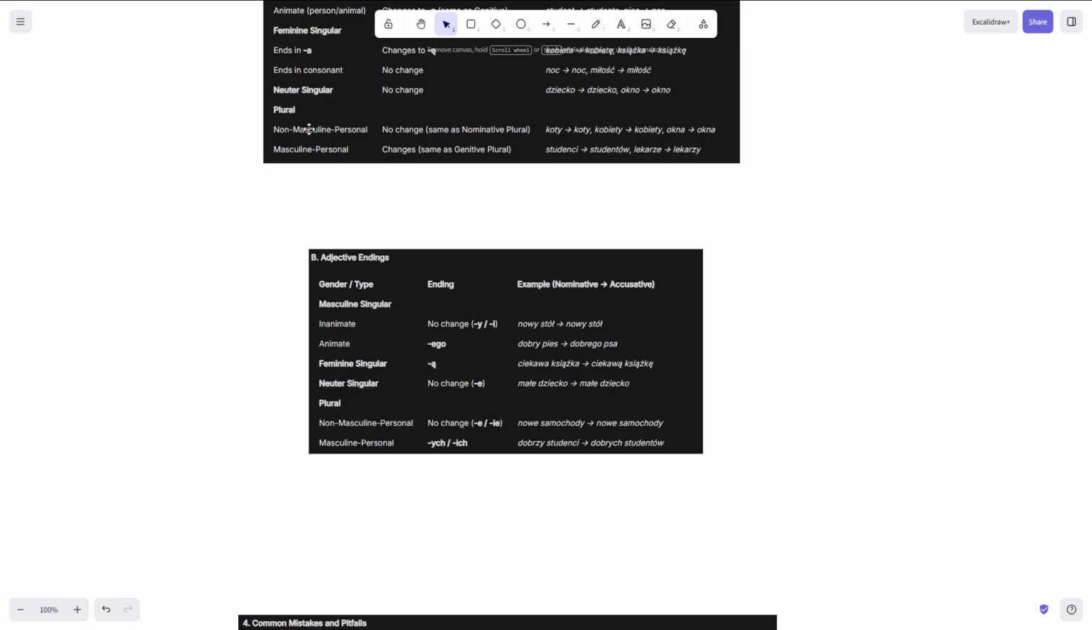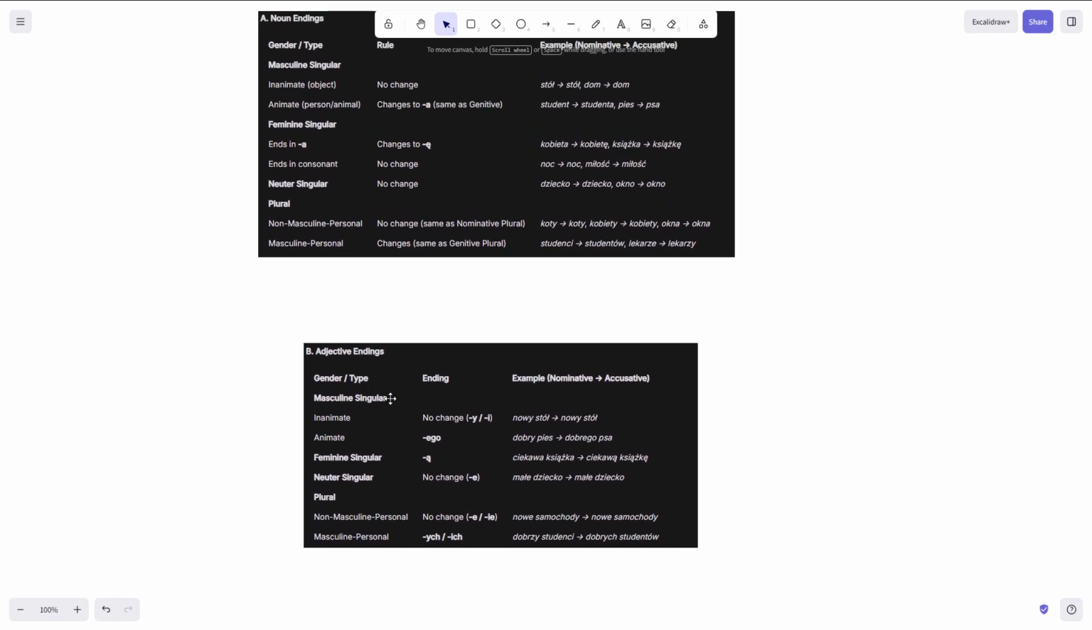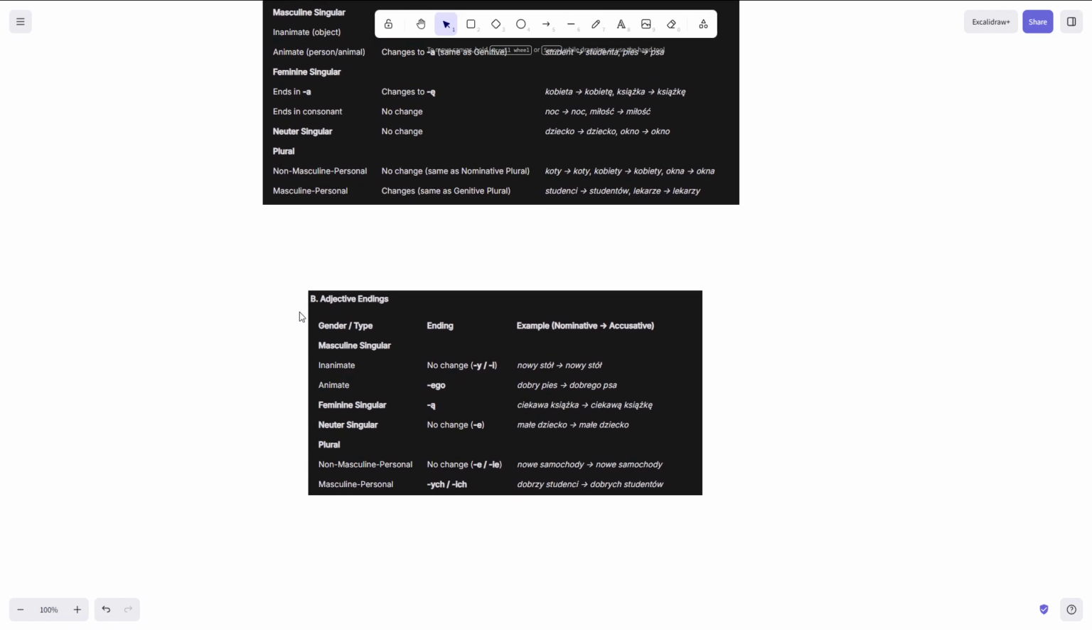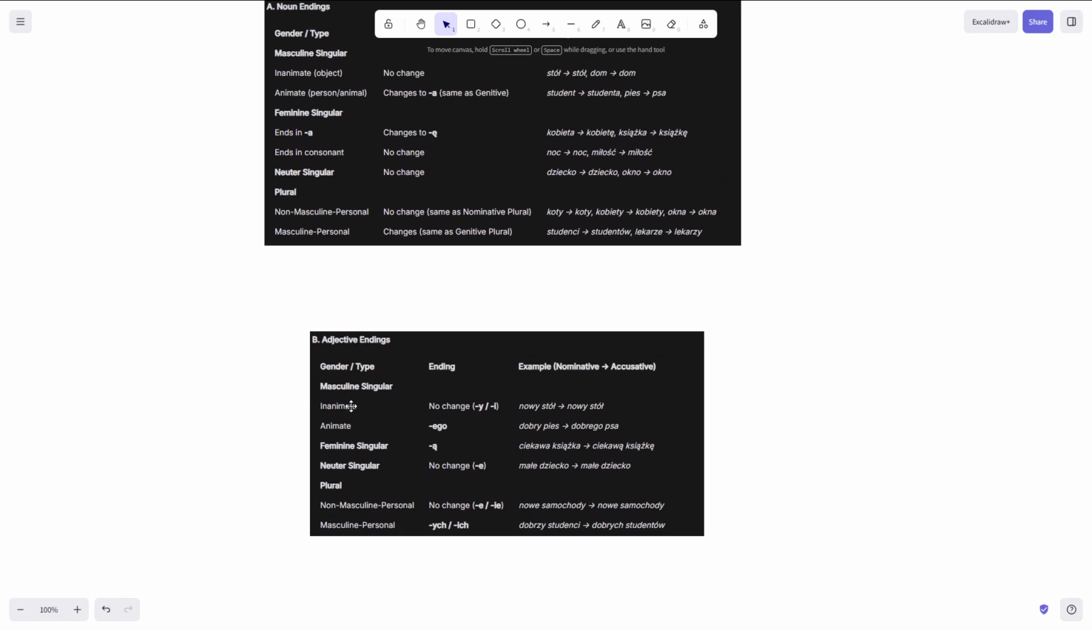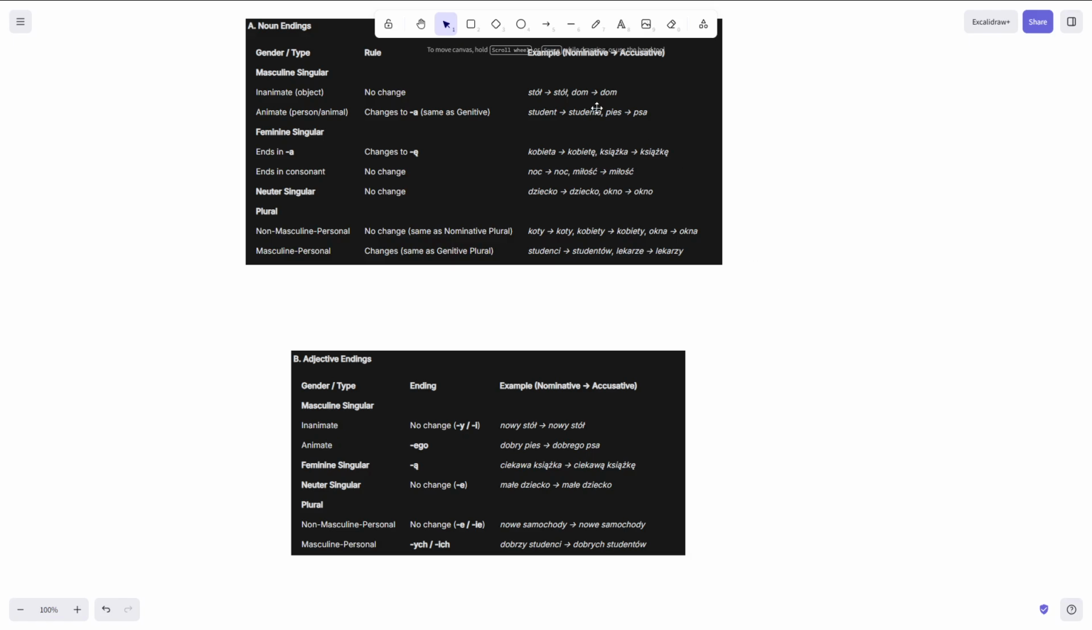So, masculine, or adjectives that describe masculine nouns. Okay? For inanimate, we have exactly the same distinction as for nouns, okay? Because adjectives are used to describe the nouns, so it kind of makes sense that they are used in the same vein, I guess. So, for nouns that are inanimate, there is no change. The adjective remains the same. So there is no change for the noun, there is no change for the adjective.